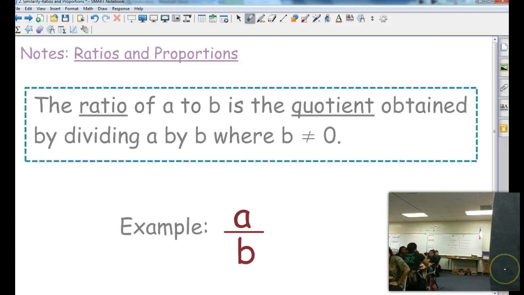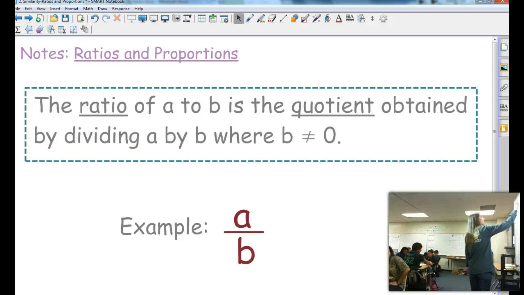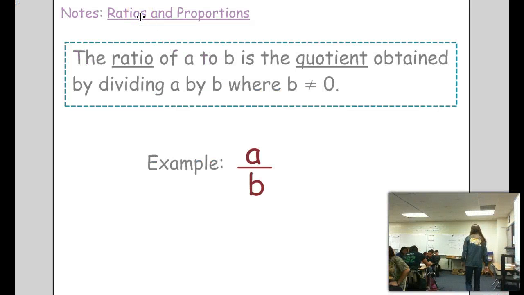Okay. What is a ratio? Write it down. It's really just a division. It's a quotient. Do you remember that fancy word, quotient? The ratio of A to B is the quotient obtained by dividing A by B, where B does not equal 0.